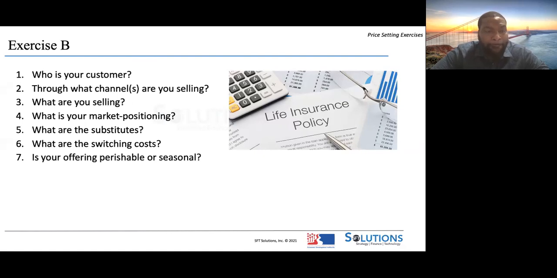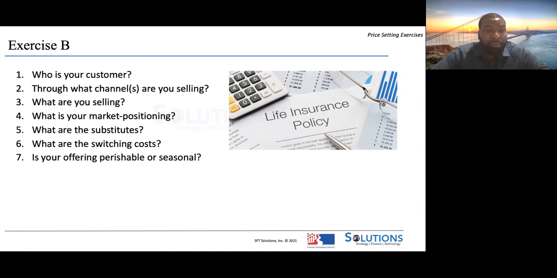Okay. What are the substitutes? So what are some substitutes for a life insurance policy? Maybe hospital or disability insurance. That could be a substitute, I guess. Yeah, you can just stack up a lot of cash and dispose of it. Exactly. Yes. Put the money under your mattress or something like that. And then what are the switching costs?